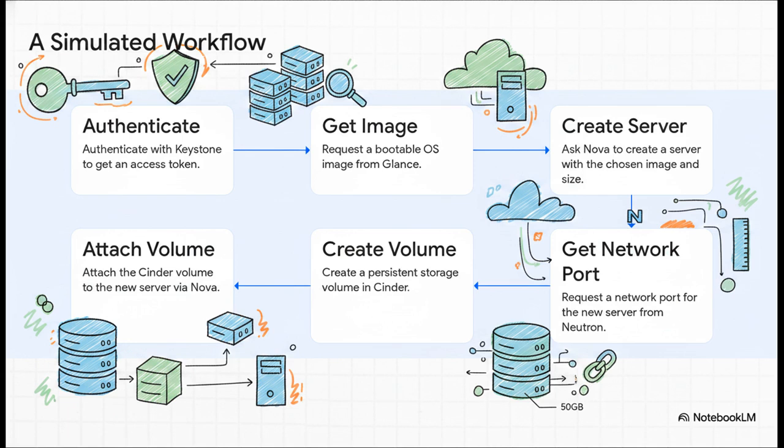Next, you might query Glance to see what OS images are available. You pick one, and then you make the main API call to Nova. Hey, create me a server using this image and this flavor, which just means a certain amount of CPU and RAM. Nova gets that, and then it turns around and calls Neutron, saying, I need a network port for this new server. At the same time, you might tell Cinder to create a new 50 GB volume. And once that's ready, you make one final API call to Nova to attach this volume to my new server. It is a perfectly orchestrated dance of API calls.